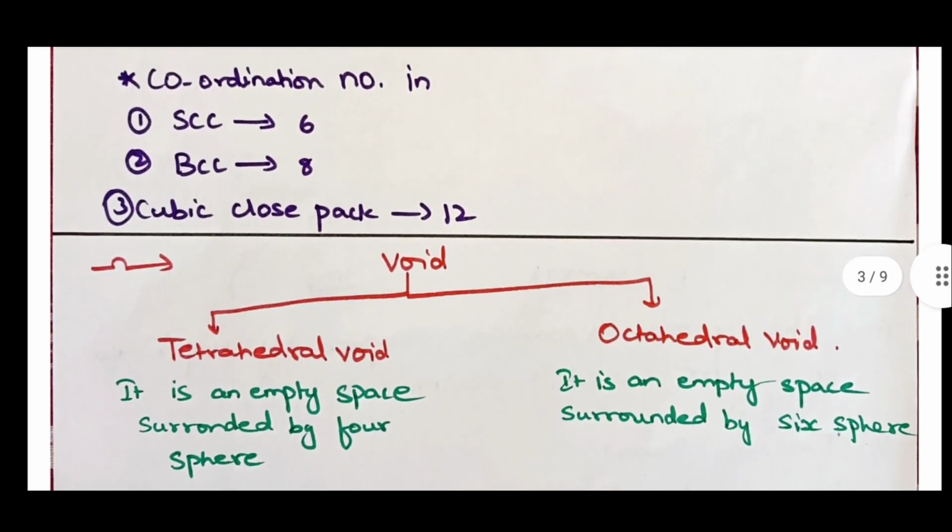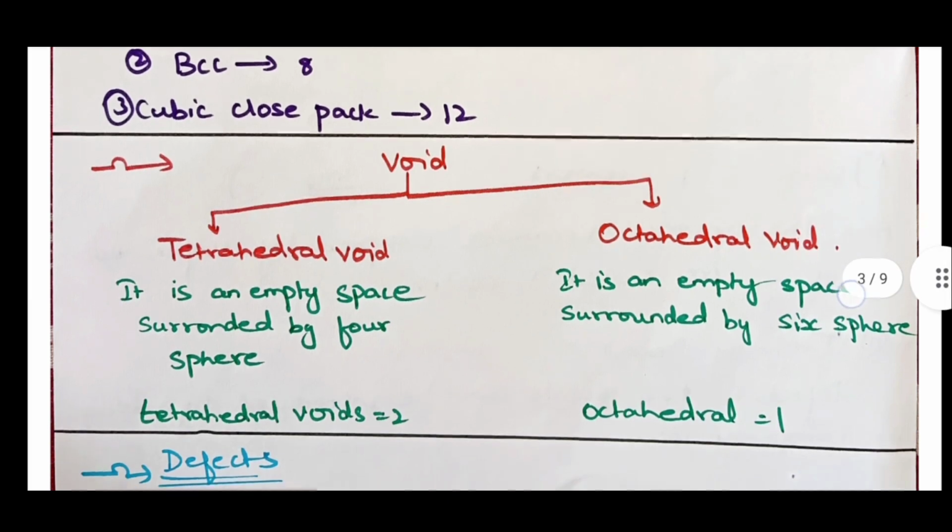Now let's move on to voids. There are two types of voids. What do you mean by voids? Void means an empty space. So we have two types of void: one is tetrahedral and another is octahedral. What is a tetrahedral void? It is an empty space which is surrounded by 4 spheres. Octahedral is an empty space surrounded by 6 spheres. In a cube structure, the number of tetrahedral voids can be 2. The number of octahedral voids in a cubic structure can be 1.